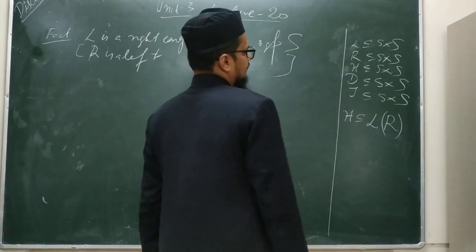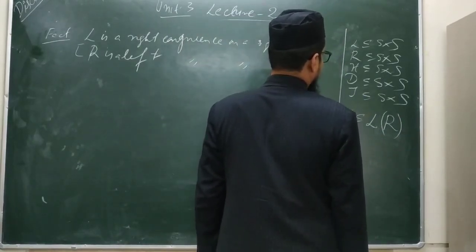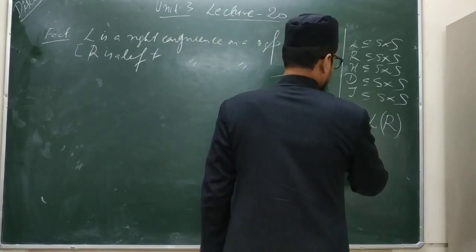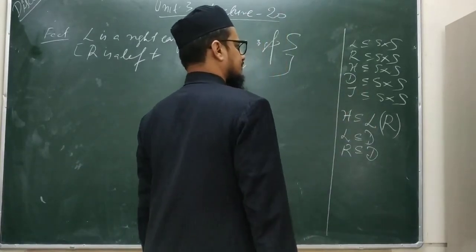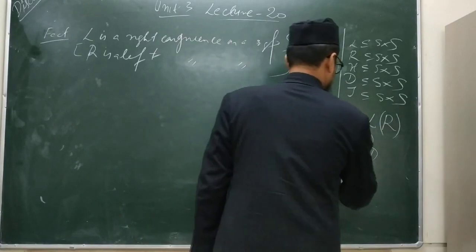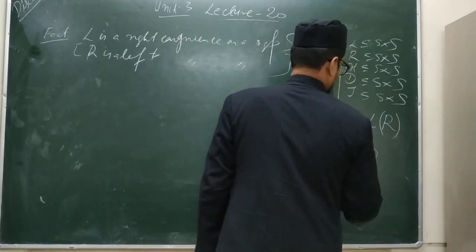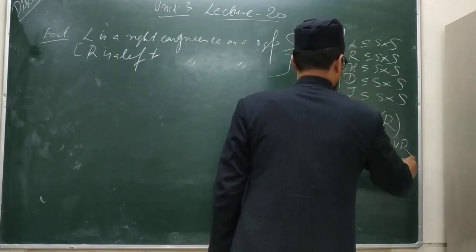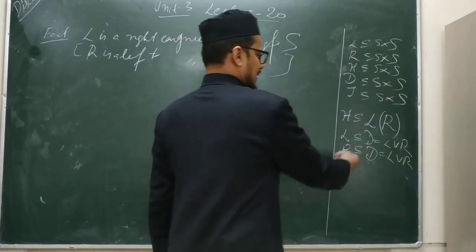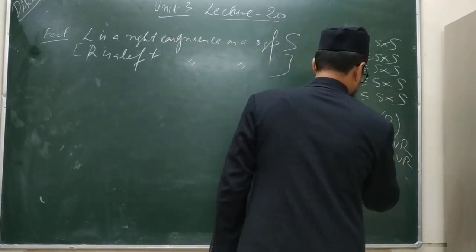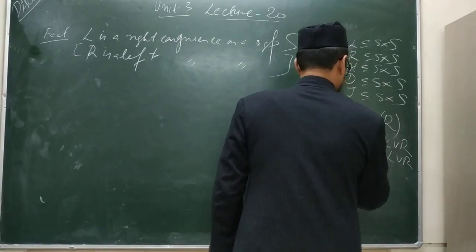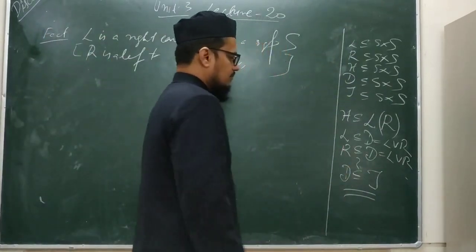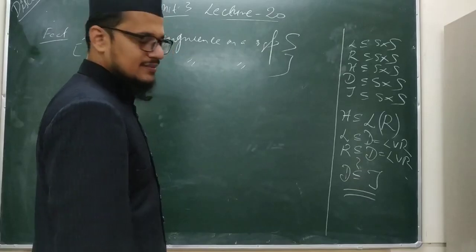And also we see that L is contained in D, and R is contained in D also, because D is defined as L join R. So of course L is contained in L join R, and R is contained in L join R. And also D is contained in J. Now, how is it? I will explain it. How is D contained in J? Before this, I have to do some more facts.